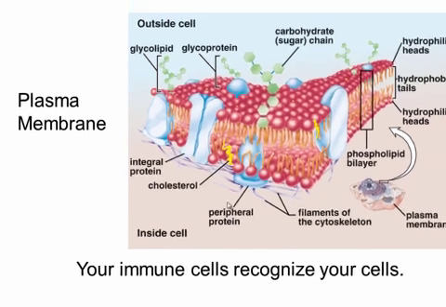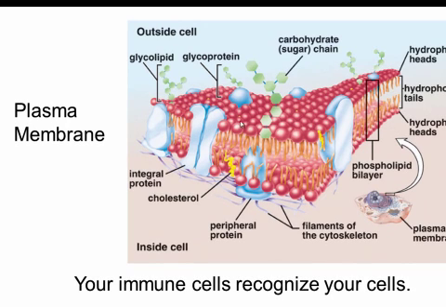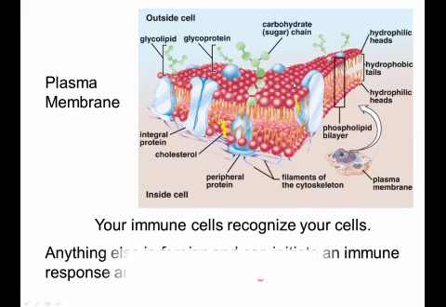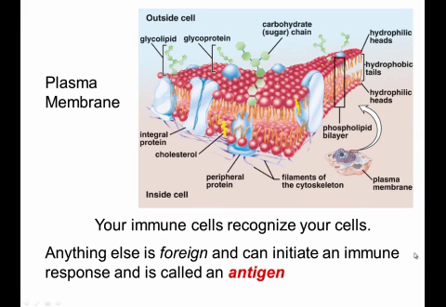If you recall back in a previous lesson, we looked at the plasma membrane of the cell, and the plasma membrane is the phospholipid bilayer along with a number of embedded proteins and then various glycoproteins and glycolipids on the outside. Our immune cells recognize our own plasma membrane, our own cells and our own tissues. Anything else, however, is foreign, and this can initiate an immune response. So anything that is foreign, that is not part of our own cells or our own tissues, can be called an antigen.